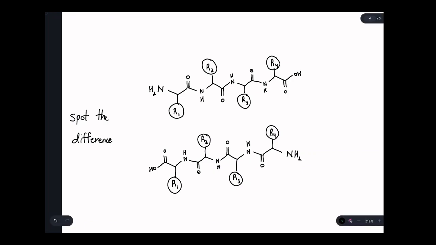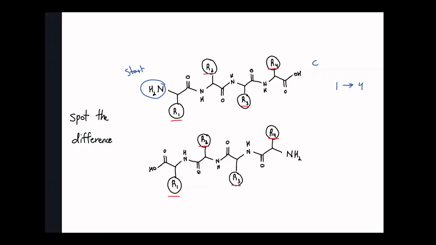The first is that while it does look like the R groups are in the same place, these are not the same sequence. The reason for that is that the N terminus on the first molecule is here, so this is the start. So we would read this protein sequence as R1, R2, R3, R4, C terminus. This is 1 to 4.